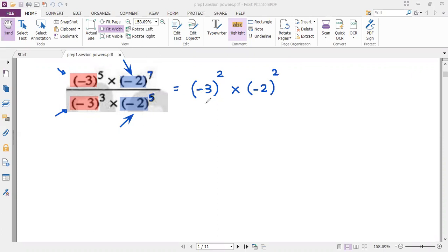So -3 raised to the power of 2 is 9. -3 multiplied by -3 is 9, times -2 multiplied by -2, which is 4. So 9 times 4 equals what? 36. Let's go to the next example.